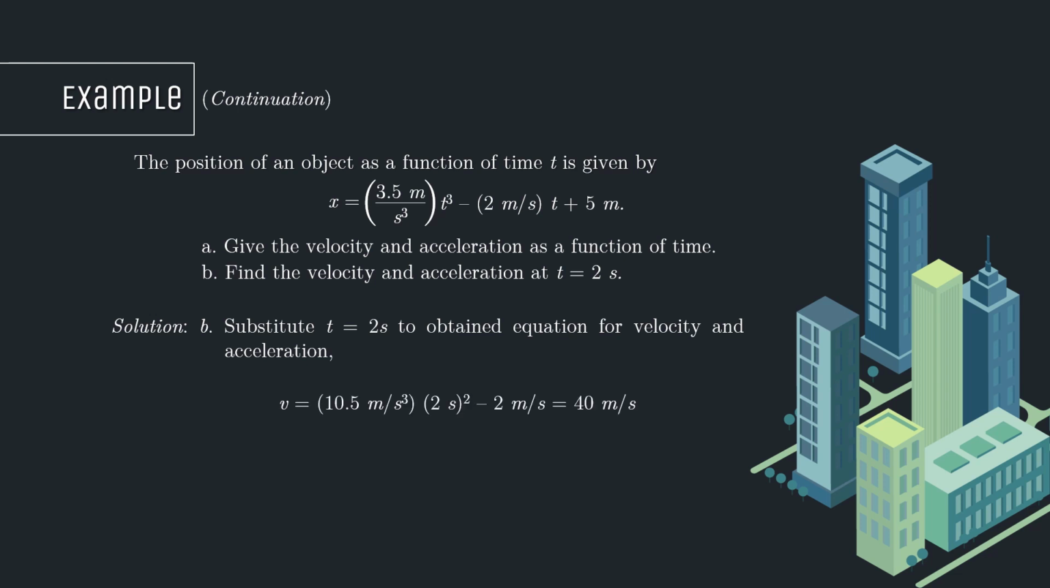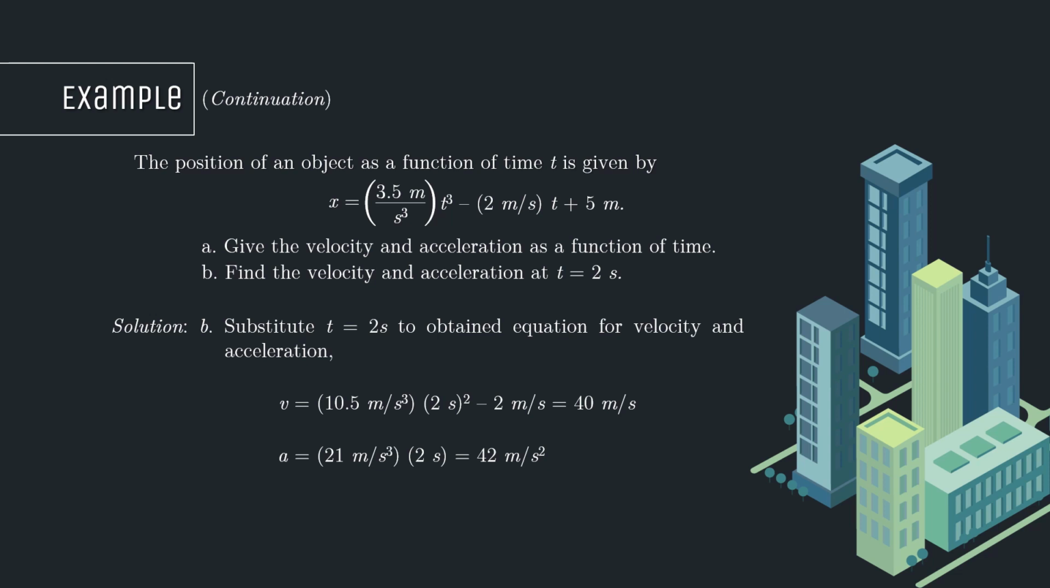We now have velocity, which is equal to 10 and 5/10 meters per second cubed times 2 seconds squared minus 2 meters per second, and that yields 40 meters per second. And for the acceleration, we have 21 meters per second cubed times 2 seconds, which is equal to 42 meters per second squared.